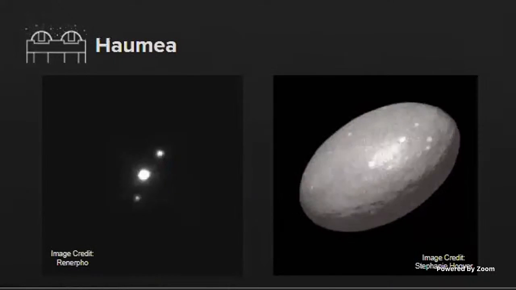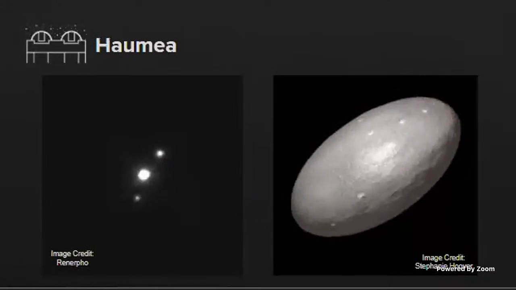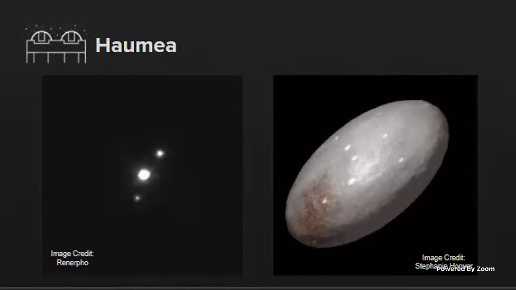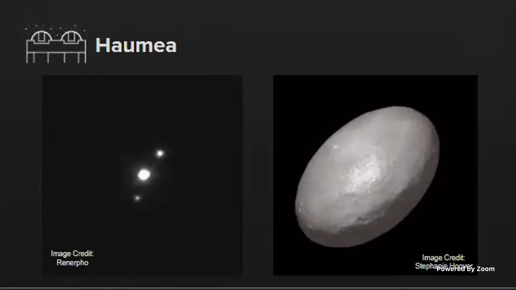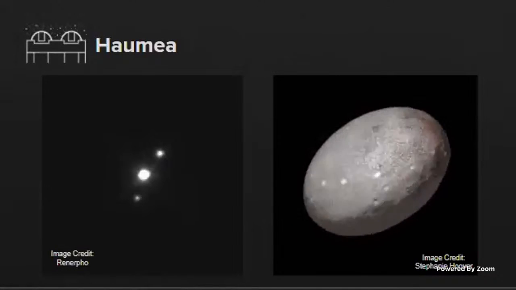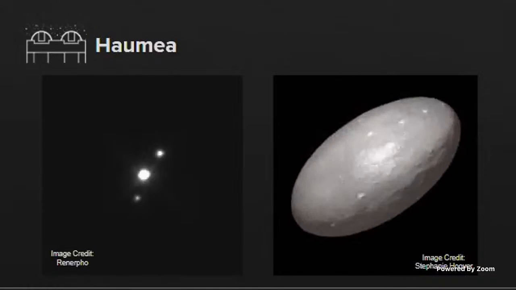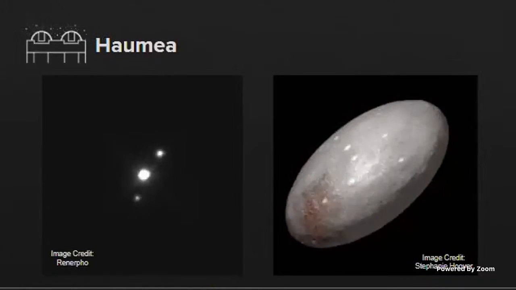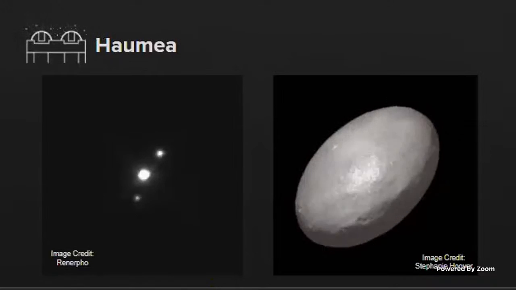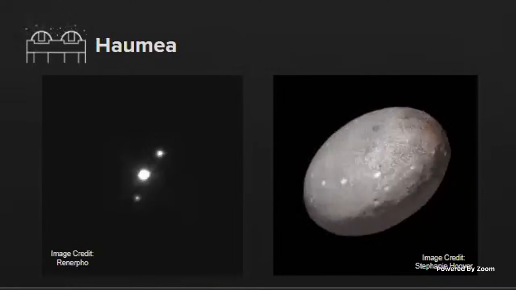Up next is Haumea. Haumea is located 43 astronomical units from the Sun. Sunlight arrives in 6 hours. It is also located in the Kuiper belt. It has an oval shape with a radius of 620 kilometers. That makes it just under 10 times smaller than Earth. Haumea has 2 moons called Namaka and Hi'iaka.